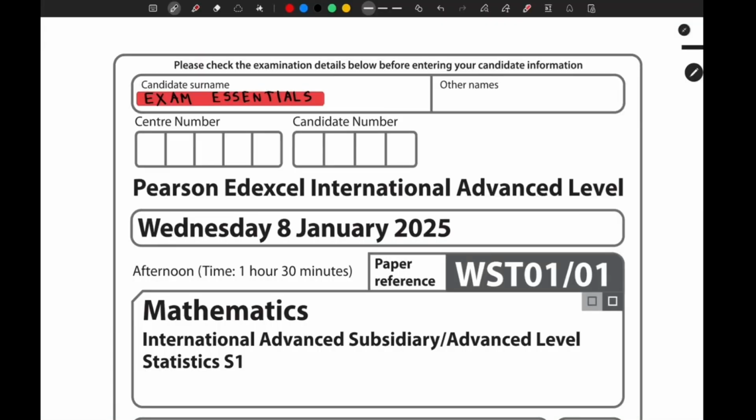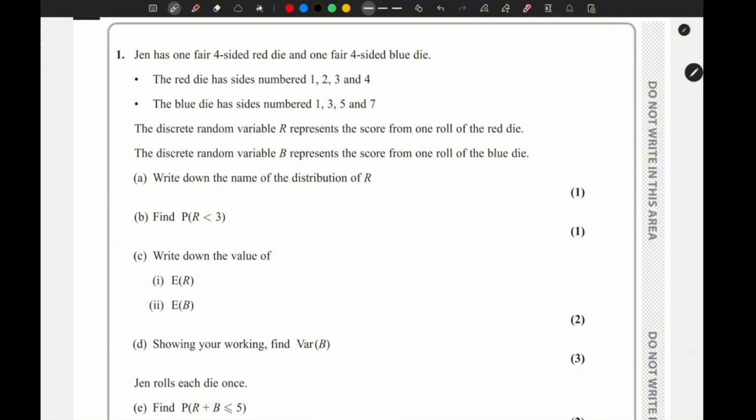So today we'll be solving the A-Levels Statistics 1 January 2025 paper. So without further ado, let's dive right in. The first question is from chapter 6, which is the discrete random variable. So let's just start with this.